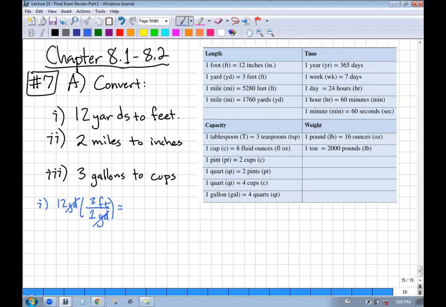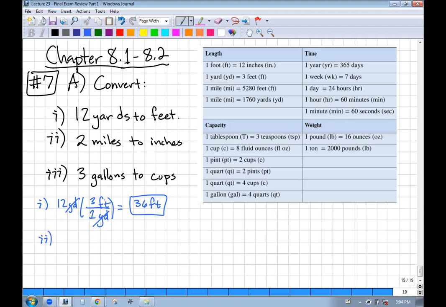We have 12 times 3 is 36. We still have units of feet, right? The yards went away. So that's how you would show your work there. I mean, if you know there's three feet in a yard, you just multiply by 3. That's what you're doing in your head.